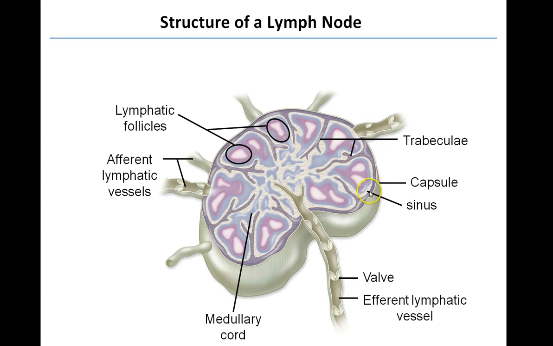Channels where the fluid flows are called sinuses. So there's an example of a sinus there. The white material there is a sinus. It's just a wide channel where some of the fluid can flow through. Once the fluid has passed through the lymph node, it exits via the efferent lymphatic vessel here, and this region here, this indented region, is the hilum.